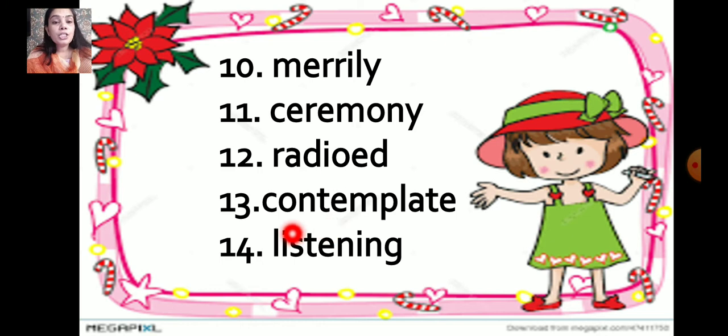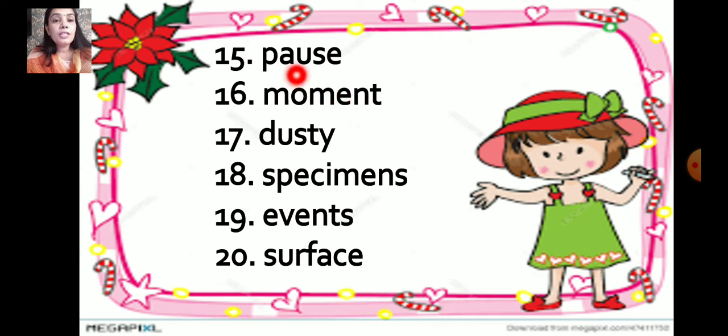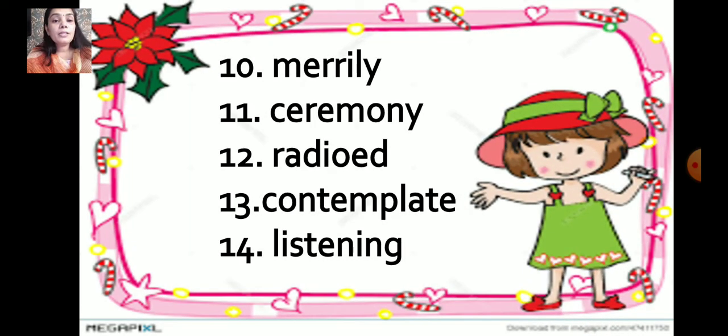Number 13, contemplate. CONTEMPLATE, contemplate. Number 14, listening. What is this? LISTENING, listening. Okay, let's read once again. The other words are number 15. Okay, let's revise this once again. Merrily, ceremony, radioed, contemplate, listening.